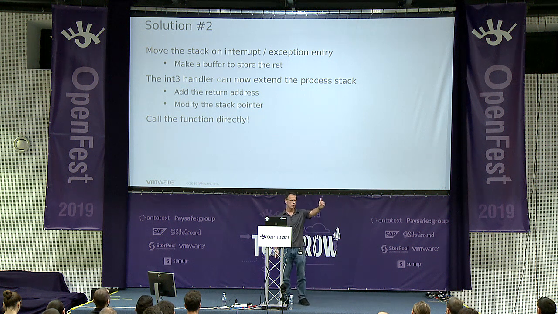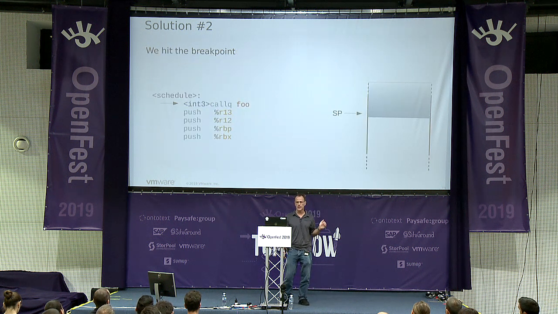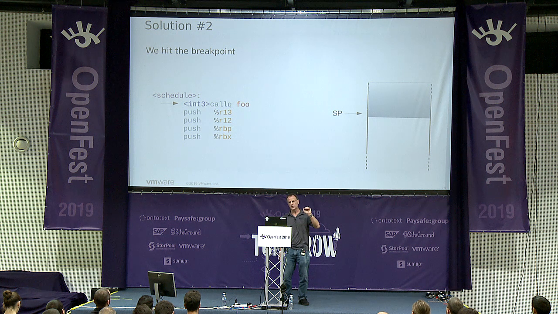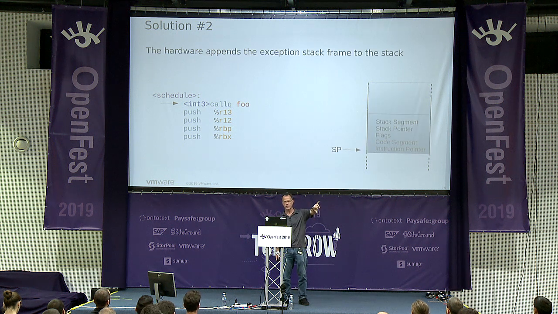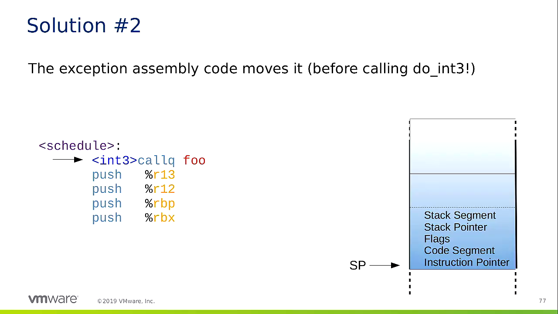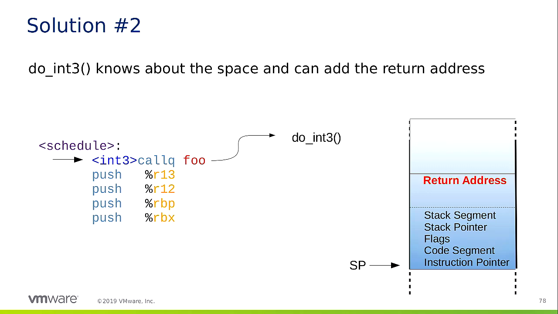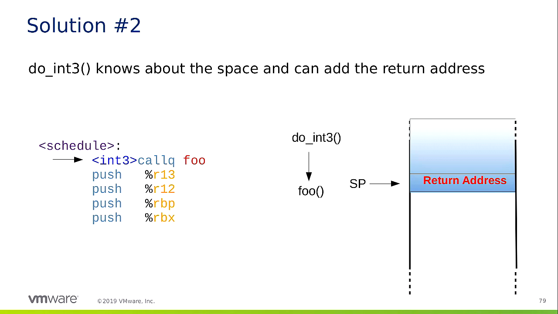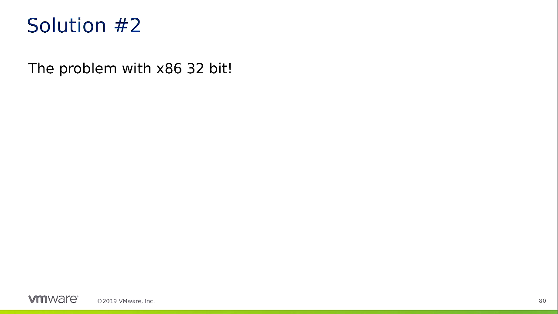What if we could just move the stack? So remember I said we had that problem with the stack? So instead of doing this and have the stack frame, we would actually move the stack frame at that point before we called the handler. This way, the handler could just put in the return address, and when we return, we're right there, and then we have the return address. Simple solution. Very simple. We all loved it.